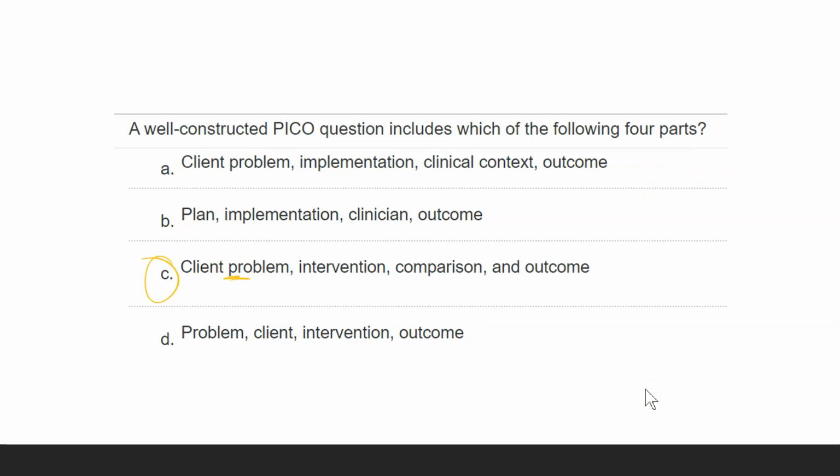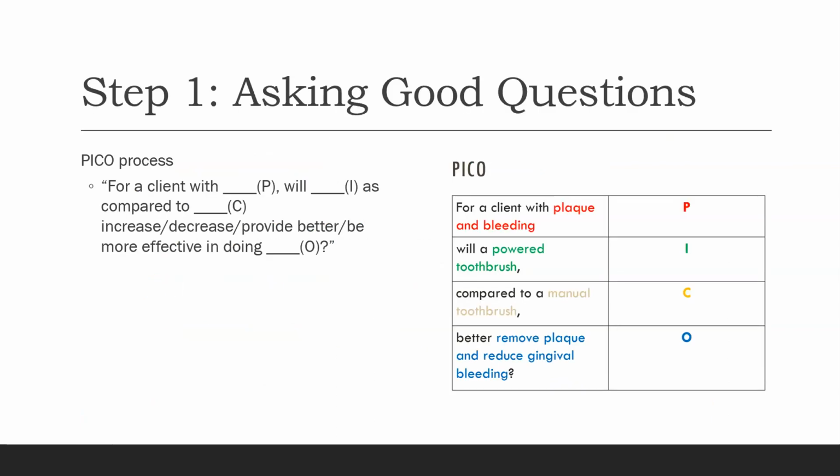It is C. P stands for problem, I for intervention, C for comparison, and O for outcome. Whenever you want to ask a question, the first step in research is you first come up with a question. And when you come up with a question, you want to come up with a PICO question. PICO is where the P stands for what is the problem, the I stands for what is the intervention, what is the treatment, C stands for what is the comparison, and O is, well, what are we hoping for with that treatment? What is our outcome?